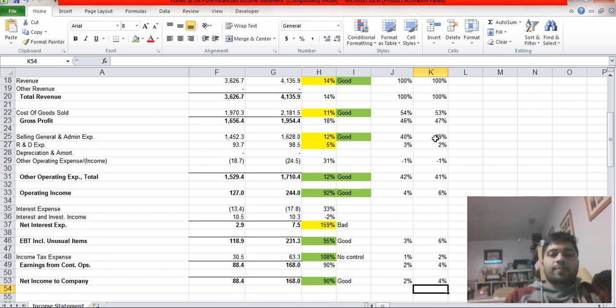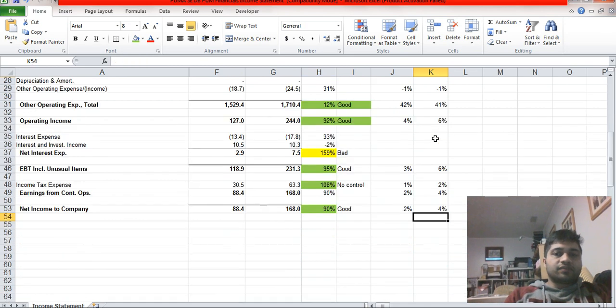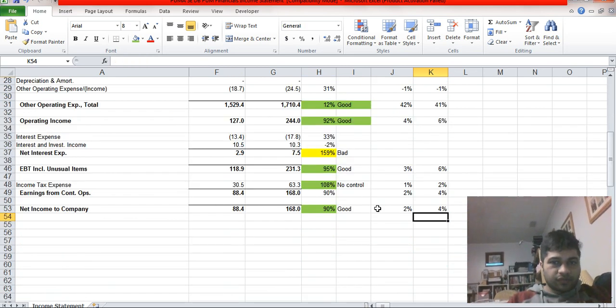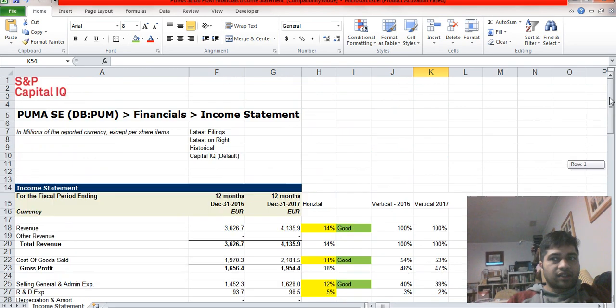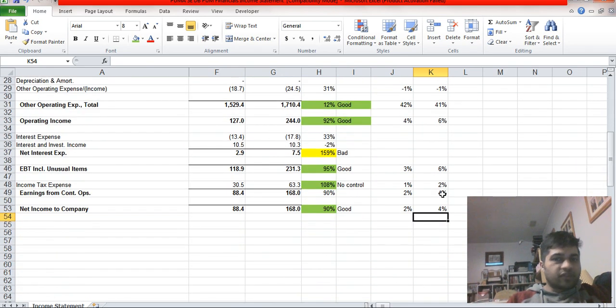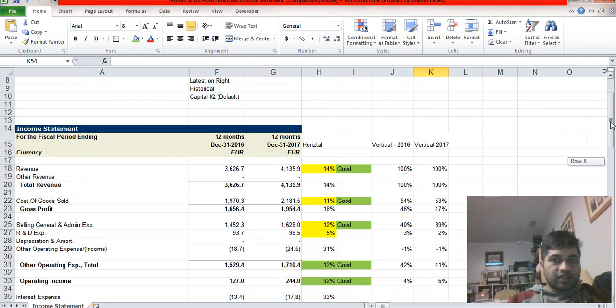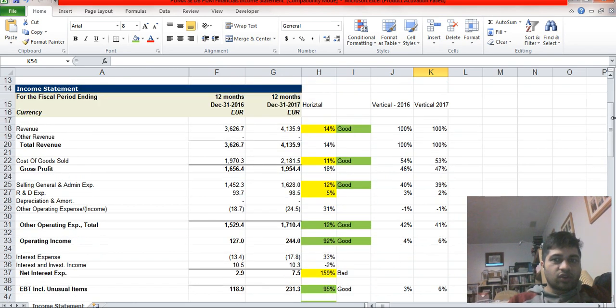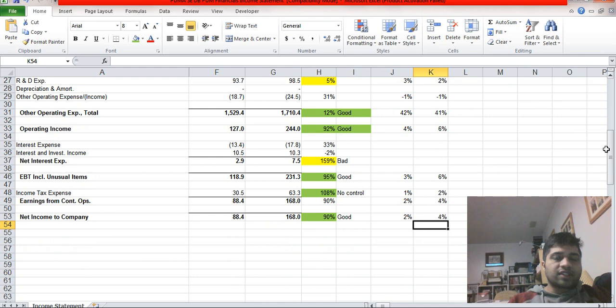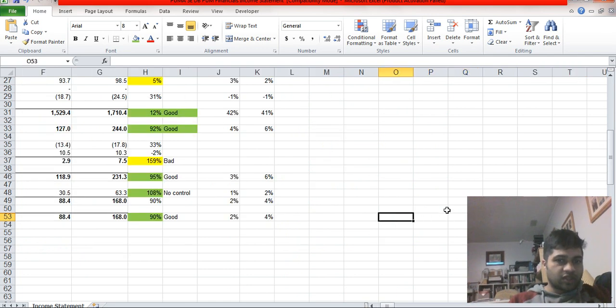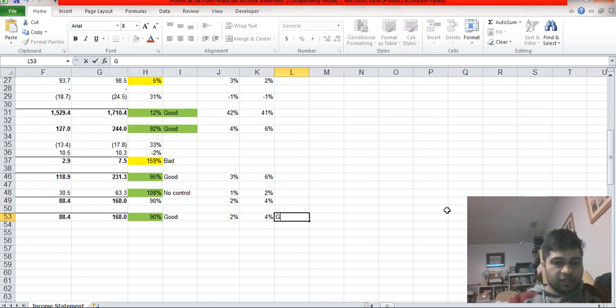So what is happening? In 2016, if it sold $100 worth of product, 2% of it, that is $2, was going to company. Now in 2017, if it sold $100 worth of product, 4% is going to company. So company has gone more efficient. So efficiency of company has improved. So this is a good sign.